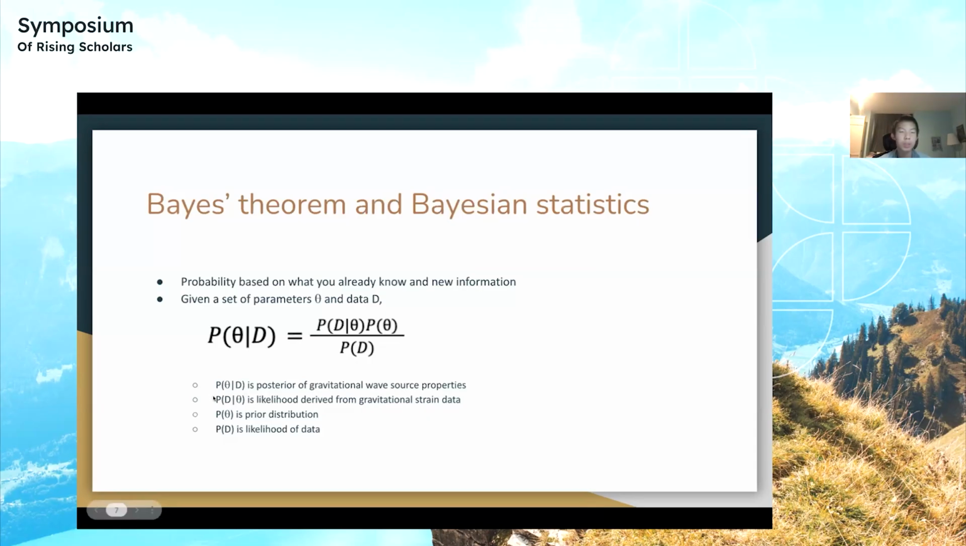P of D given theta is the likelihood derived from gravitational wave data. P of theta is the prior distribution, which is what we already know, and P of D is the likelihood of the data, which is the chance that this data actually happens.